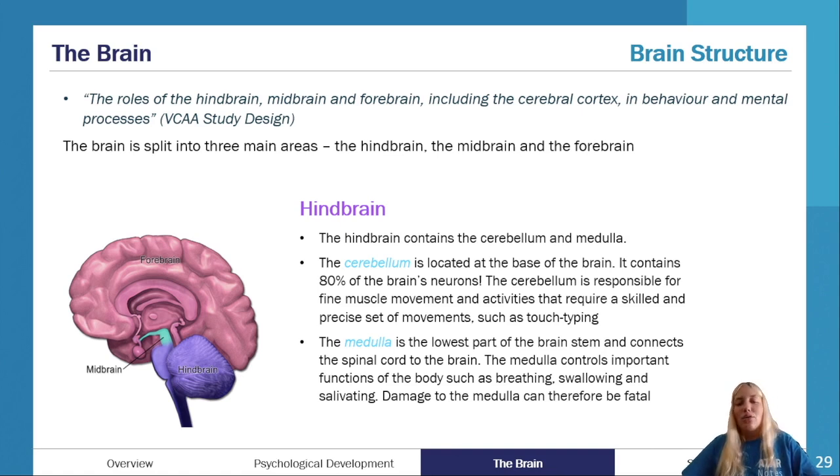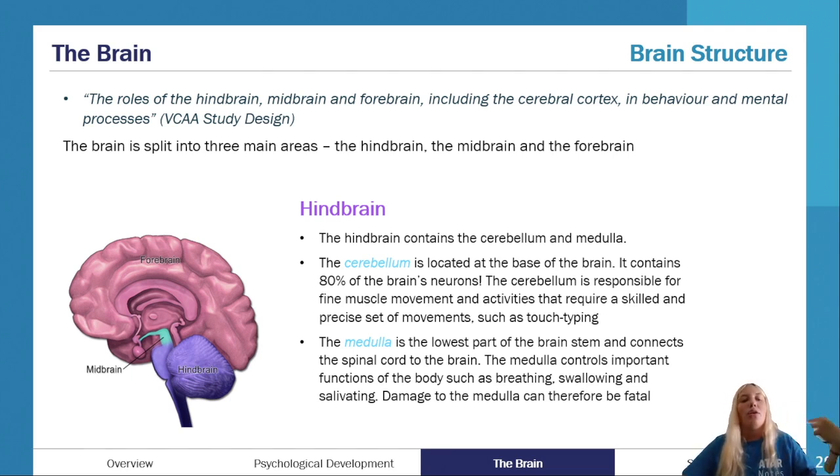And then the medulla, also located in the hindbrain, is the lowest part of the brainstem and connects the spinal cord to the brain. So the cerebellum is this, okay? And the medulla is this. It's part of the brainstem and it connects the spinal cord, which is everything below here, to the brain. The medulla's function is controlling important functions of the body, such as breathing, swallowing, and salivating.